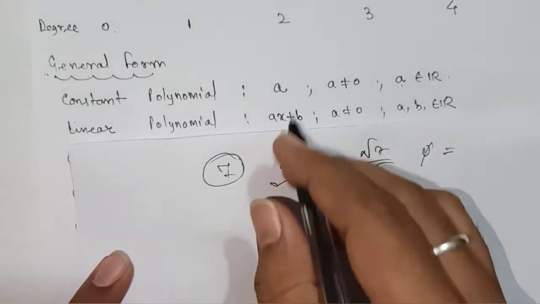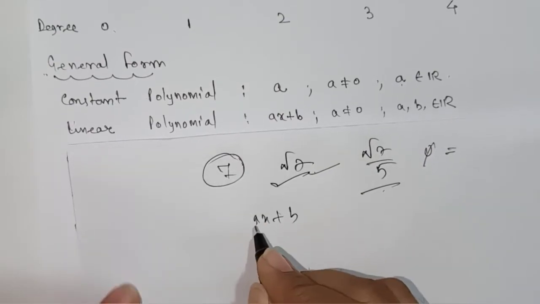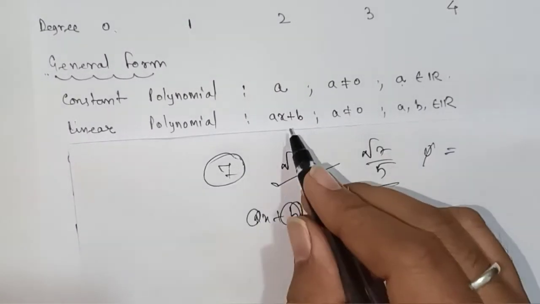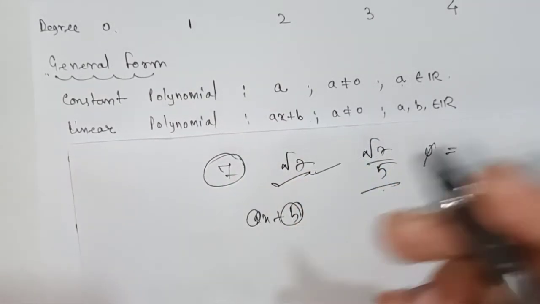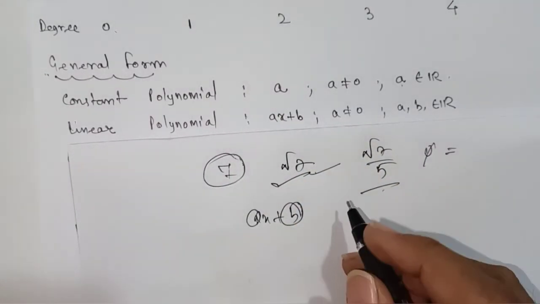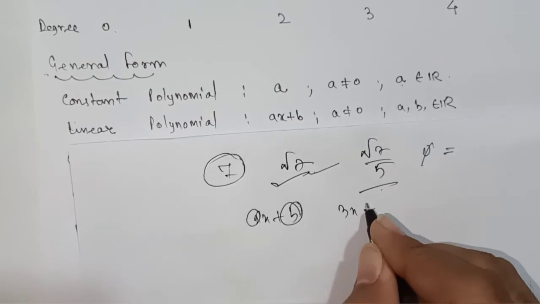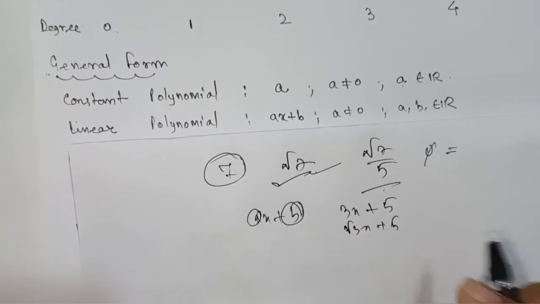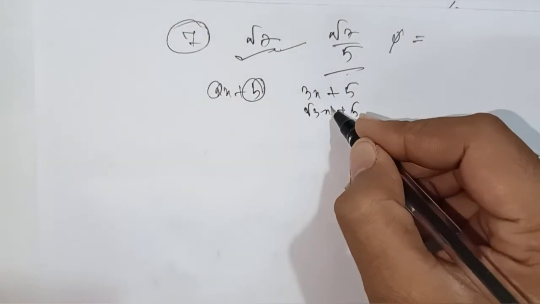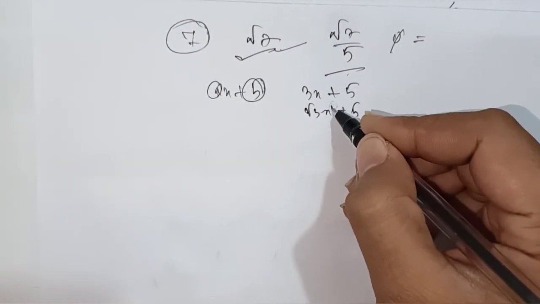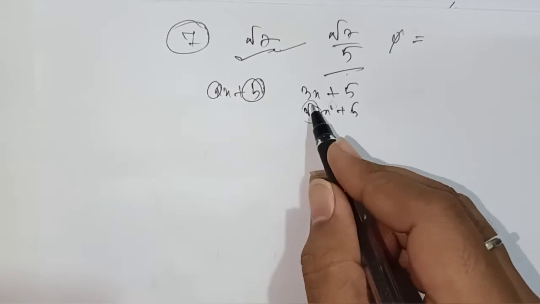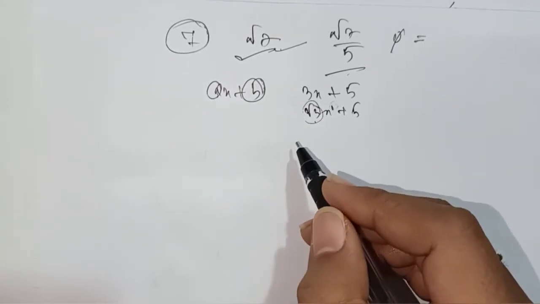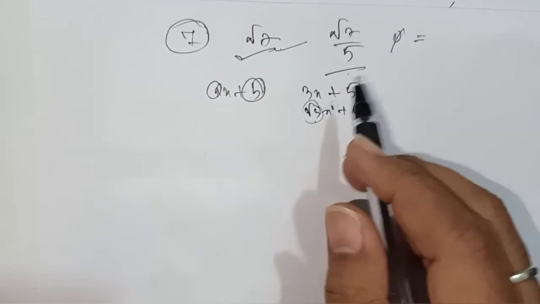Linear polynomial means it should be ax plus b. Ax plus b, a and b are what? Real numbers, arbitrary constants here, and x is the variable. Instead of x, you can write y also, z also, anything you can write. Like if I take 3x plus 5, yes. If I take root 3x plus 5, yes, you can take it. Just look at the power of x, it is non-negative. We don't care about the coefficient, it is a real number. It can be anything, rational or irrational. It will not affect our types.